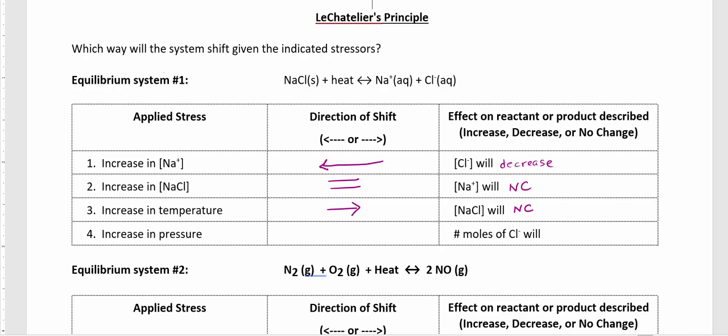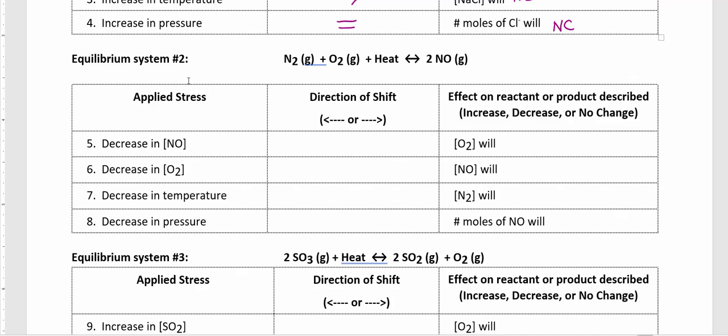If we decrease the pressure, there will be no change. So the number of moles of chlorine will not change. And that's because pressure is going to change the equilibrium when we have gases, not when we have aqueous and solid components.